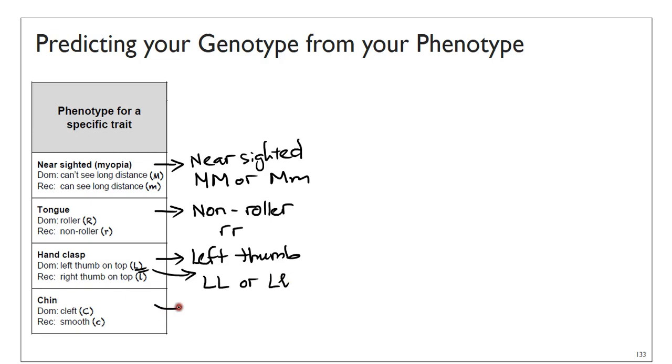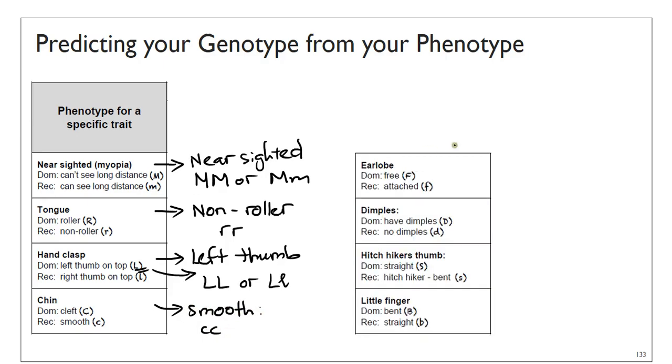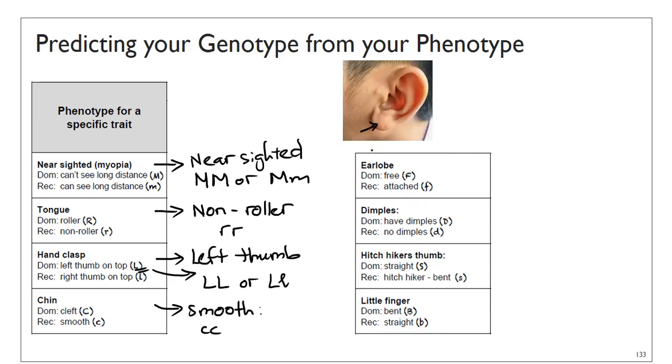Okay, chin. So either you have a cleft chin or a smooth chin. I have a smooth chin. That sounds so weird to say. So it will be lowercase c, lowercase c. So I am homozygous for this trait. Okay, we have 4 more. Earlobe. Now, this is whether or not you have free earlobe or attached. This is an example of free earlobe for anyone who doesn't know what that means. I have free earlobe. So that is the dominant trait, which means that I could either be homozygous or heterozygous. It's impossible to tell at this point.